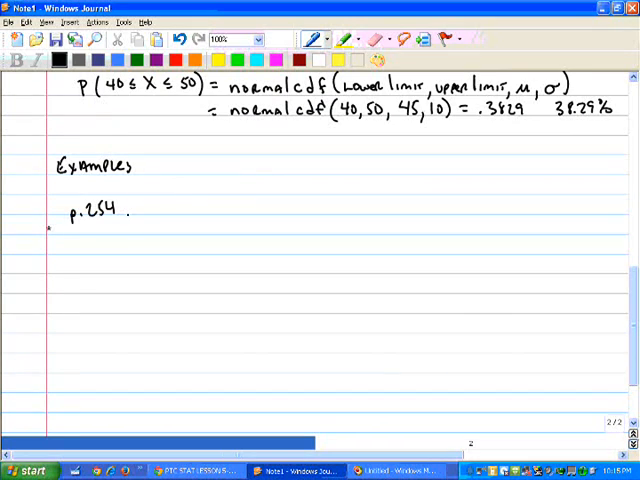Let's look at a couple of examples. On page 254, number 18, it says monthly utility bills in the city are normally distributed with a mean of $100 and a standard deviation of $12. Mean is $100 and standard deviation is $12. Part A says to find the probability that a utility bill is less than $70. So if we let X be the random variable of a monthly utility bill, we want to know the probability that X is less than or equal to $70.